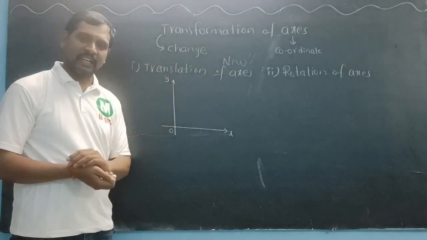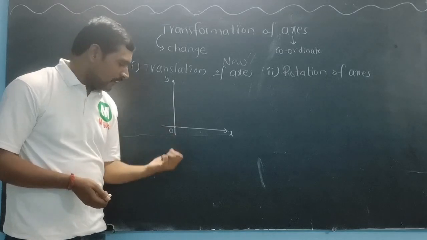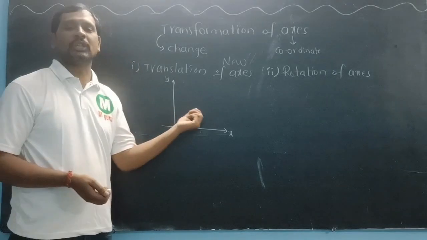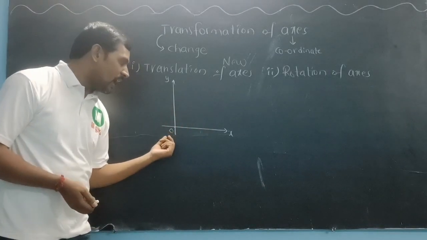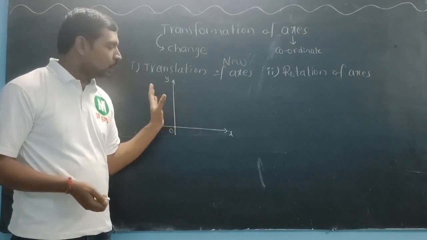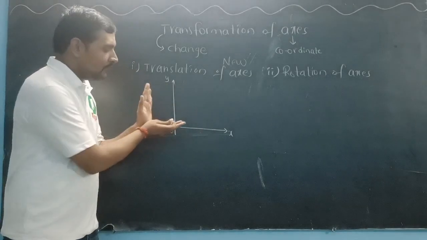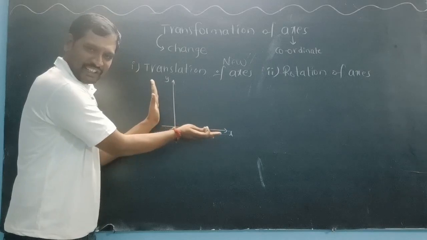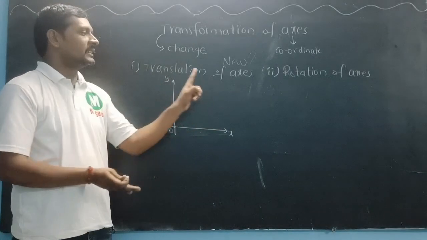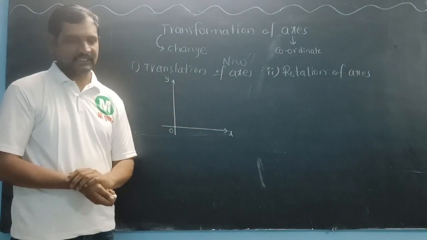So in translation, what is happening? Origin is moving to some other point. Whenever origin is shifted to some other point without changing its direction, that is known as translation of axis.